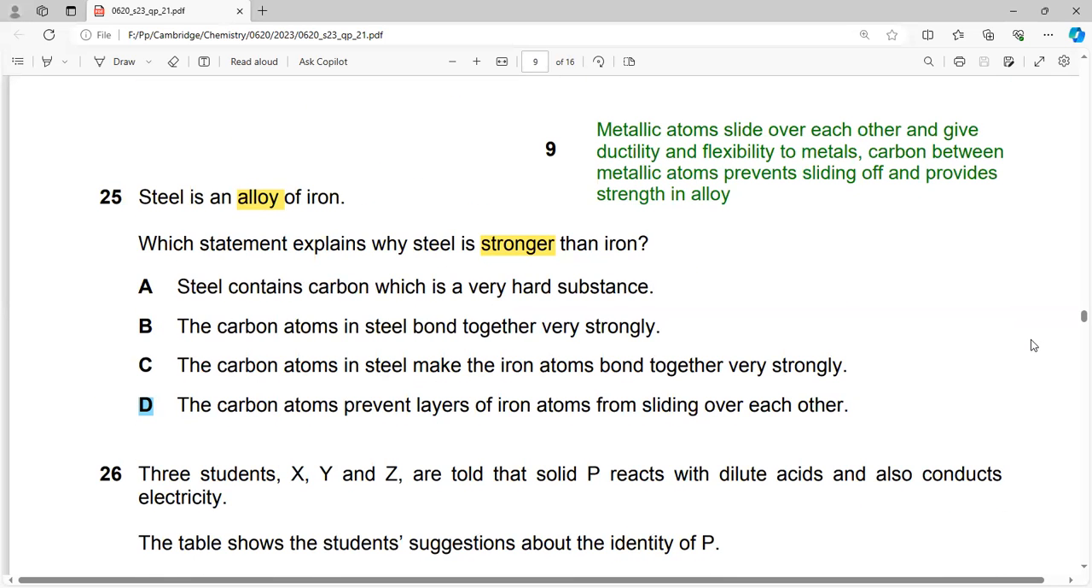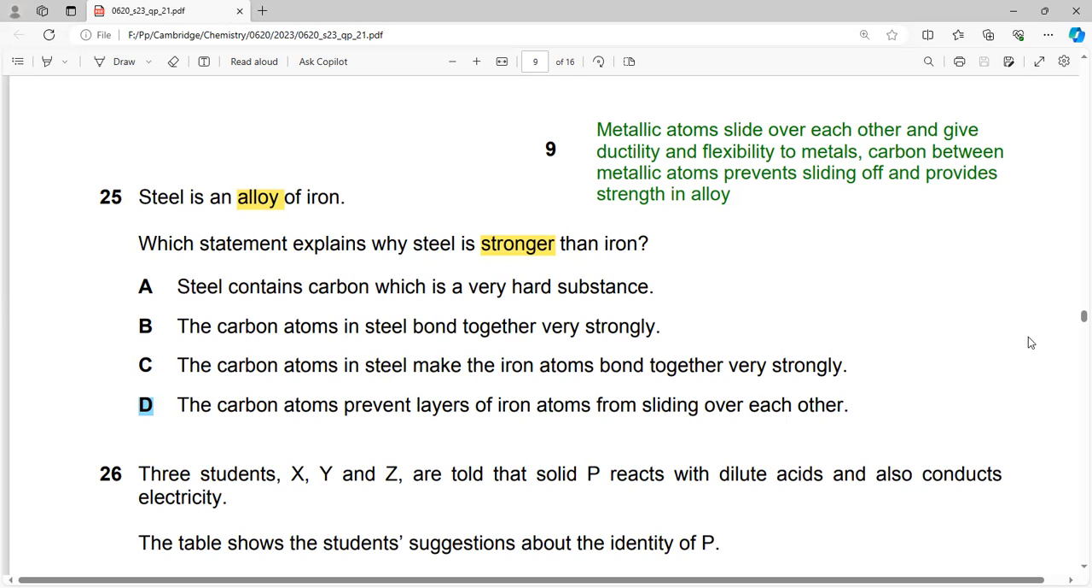Question number 25. Steel is an alloy of iron. Which statement explains why steel is stronger than iron? So we need to have a concept regarding that. Generally, the metallic atoms slide over each other when we apply pressure. So if you apply pressure on the metal, these atoms slide with respect to each other, and they convert into a thin sheet. That is malleability, or we can convert it into wire.